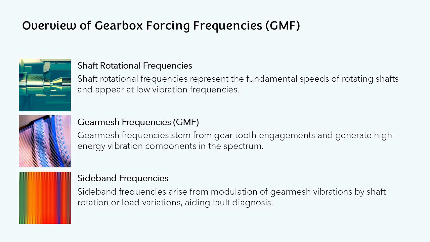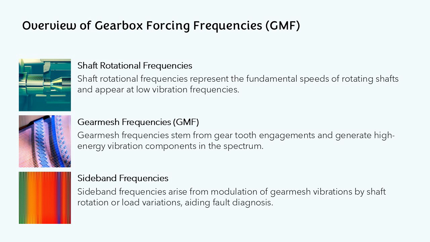inputs during analysis. Gear mesh frequencies are generated by the periodic engagement of gear teeth as torque is transmitted from one gear to another. Each time a tooth pair comes into contact, a force pulse is generated. The repetition rate of these force pulses defines the GMF, which is usually one of the highest energy components in a gearbox vibration spectrum. Harmonics of GMF often appear due to nonlinear stiffness, backlash, or tooth profile deviations.